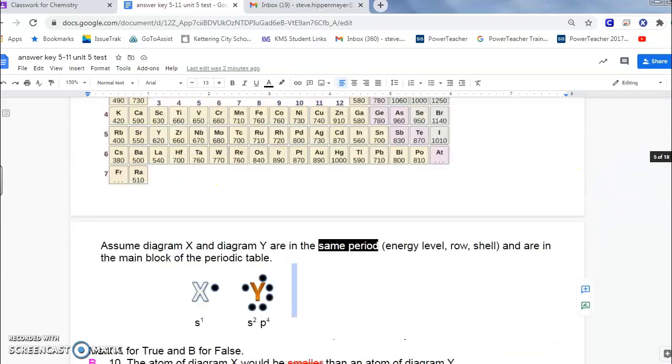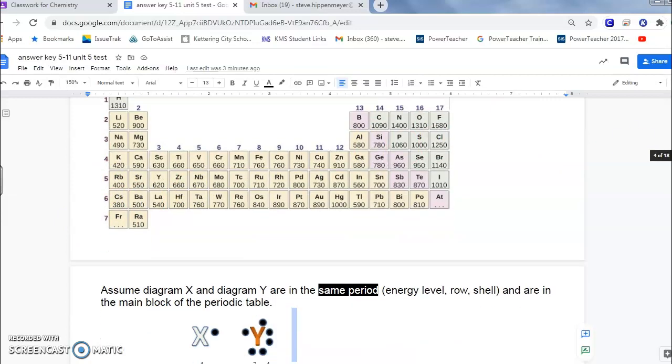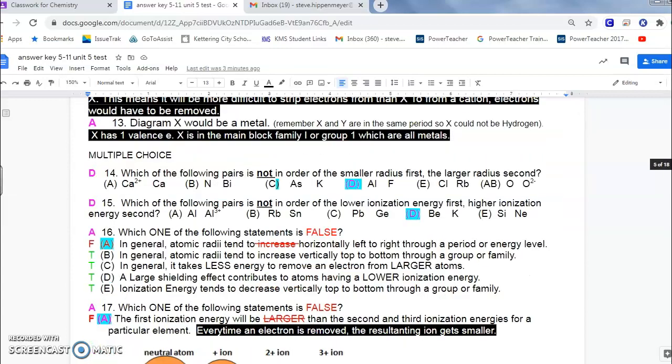So what does that mean? Well, X is in this first group. It has 1 valence electron, so it could be lithium, sodium, potassium, rubidium, cesium, or francium. Metals are on the left side of the table. Those are all metals. That's the alkali metal family. 13 is true. All right, which of these pairs is not smaller one first, larger one second?